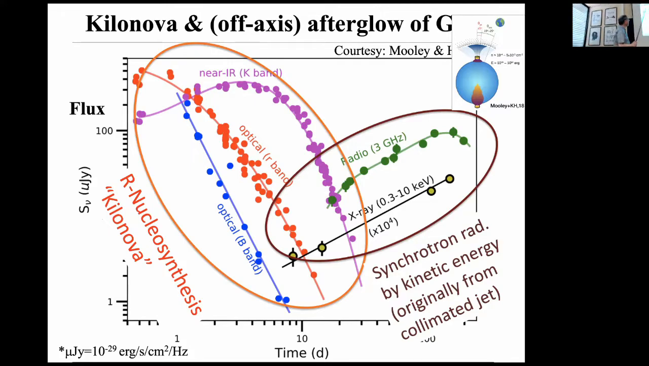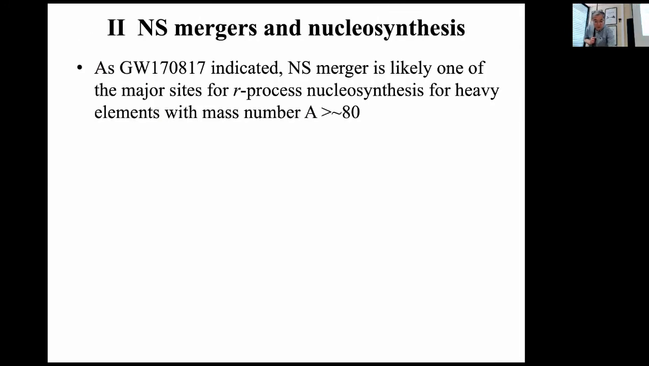And so in this talk, I focus on the early r-process nucleosynthesis. This is also a very good tool for studying the neutron star merger and for getting additional information from the neutron star merger event. Okay, so I talk about the neutron star merger and the nucleosynthesis.